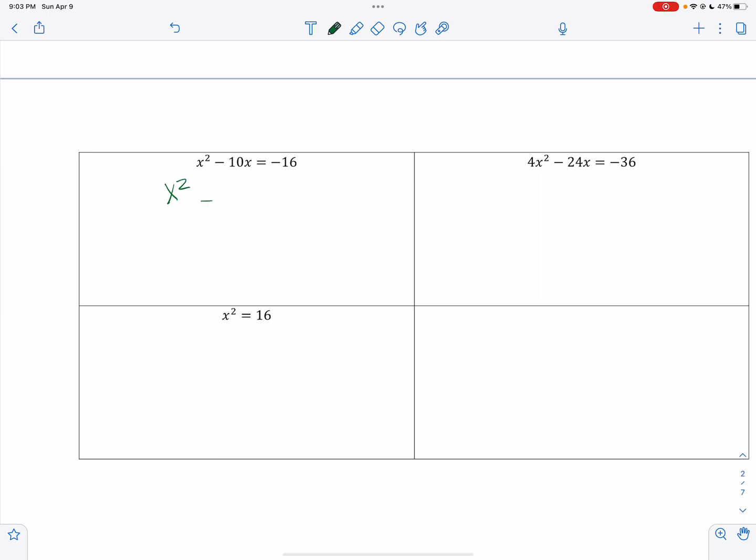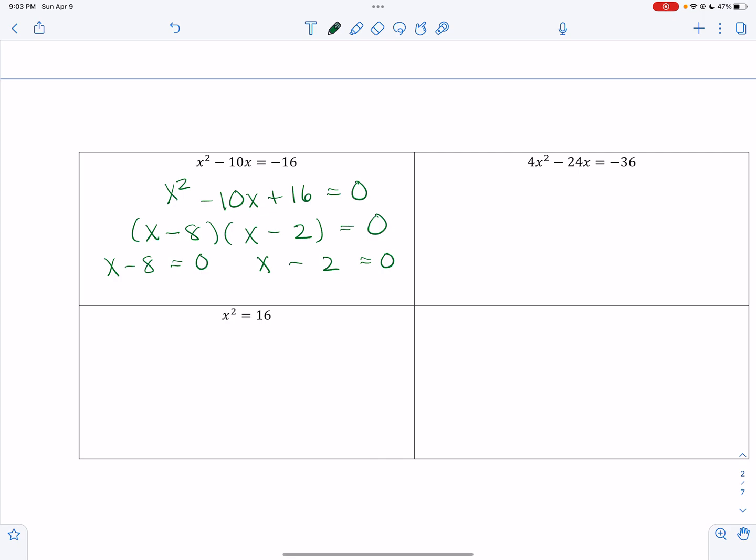In the past, we would set our quadratic equation equal to 0 by adding 16 to both sides. We would factor it, looking for factors of positive 16 that make negative 10, which are negative 8 and negative 2. Then we would set each of these factors equal to 0 and solve. So one solution is positive 8 and the other solution is positive 2.